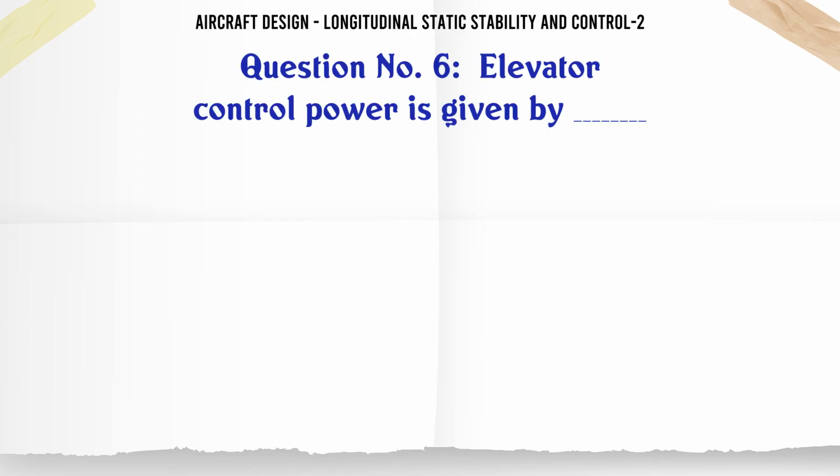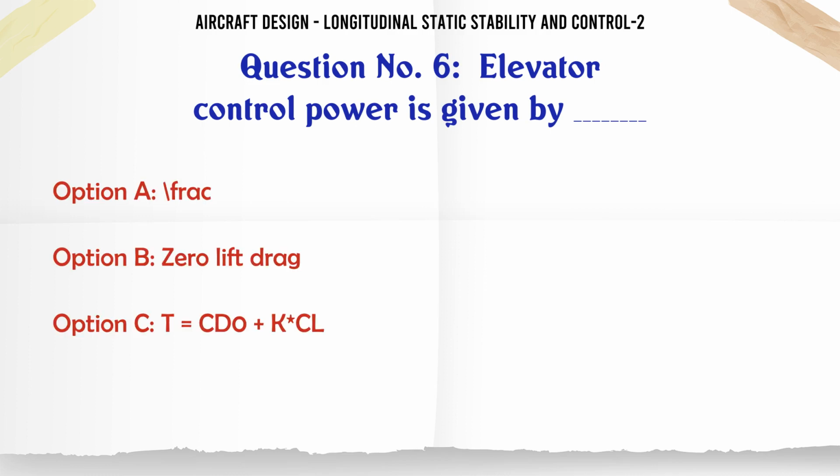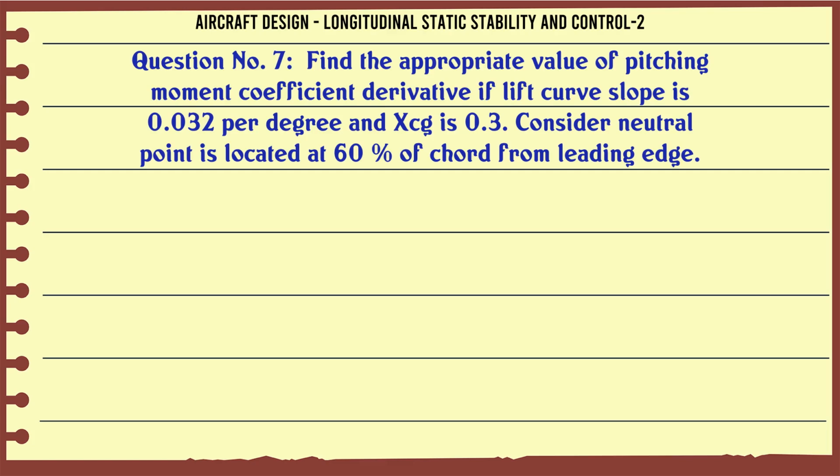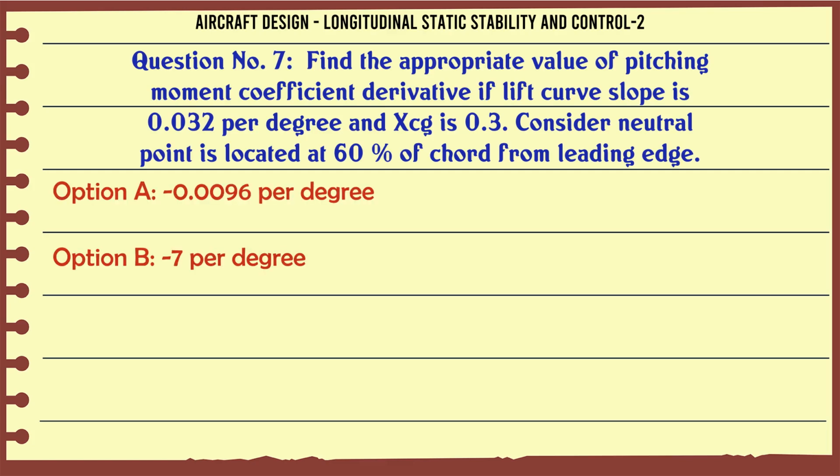Elevator control power is given by A: dCm/dδ, B: CD0, C: CD0 K CL, D: dCL. The correct answer is dCm/dδ. Find the appropriate value of pitching moment coefficient derivative if lift curve slope is 0.032 per degree and XCG is 0.3. Consider the neutral point is located at 60% of chord from the leading edge.